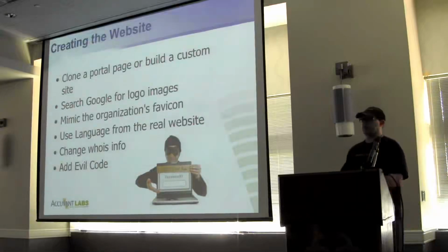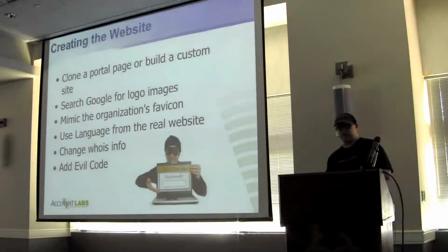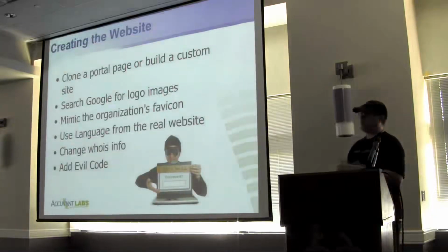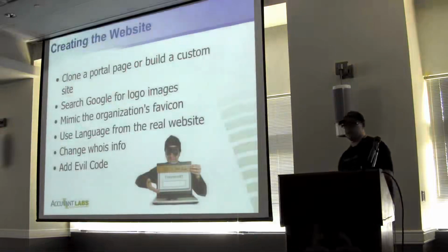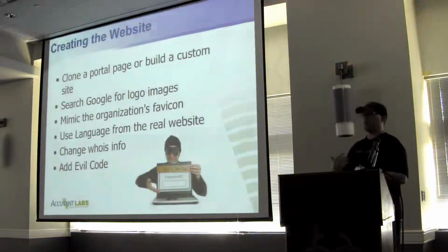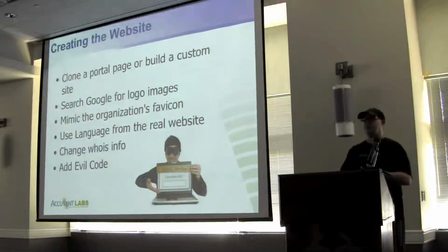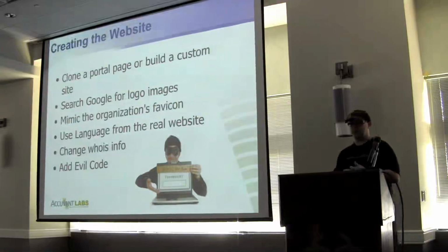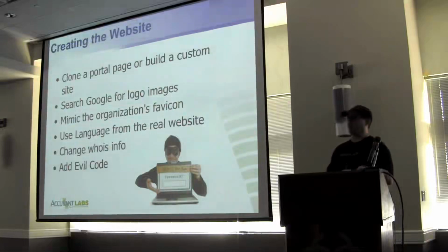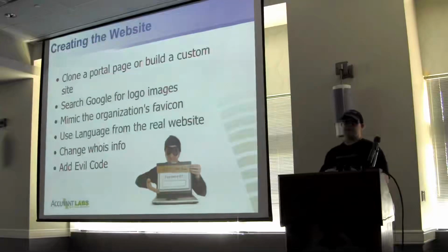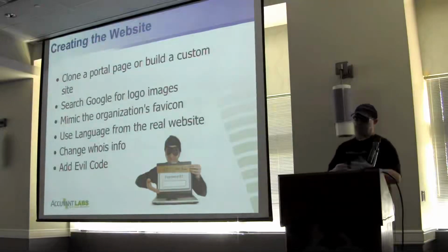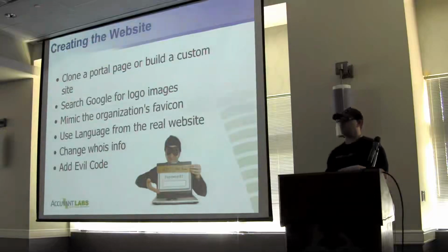So basically, creating the website. Again, what we're looking for is building trust within the users. You can clone a portal page with something like SET, the Social Engineering Toolkit, or you can build a custom site. I do a mix of both so that we can have both credential harvesting and 2 or 3 different payloads all embedded within the site. But basically, you're looking for the color schemes, you're looking for their language. We talked about searching Google for the logo images, making sure that it's correct.